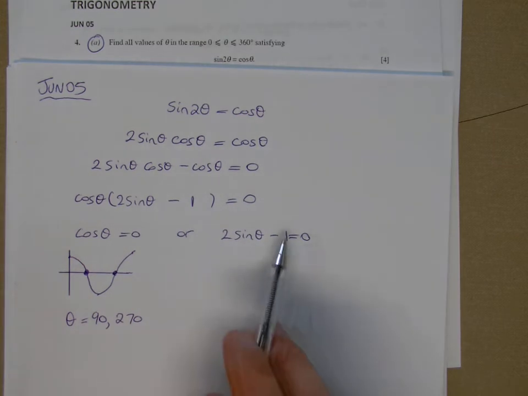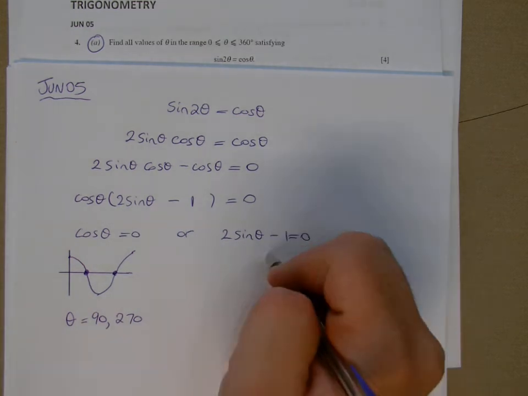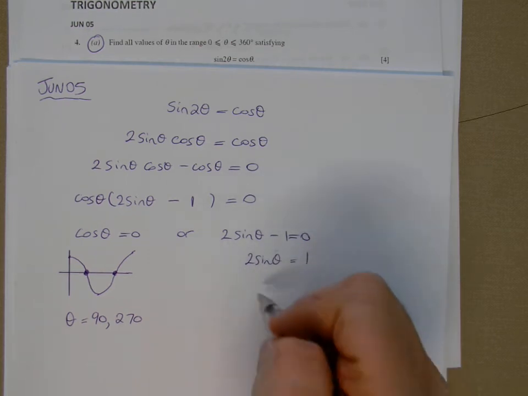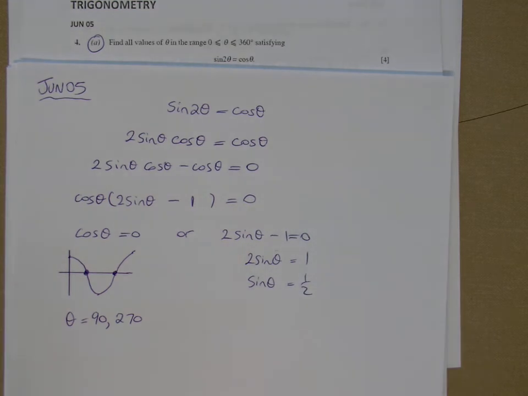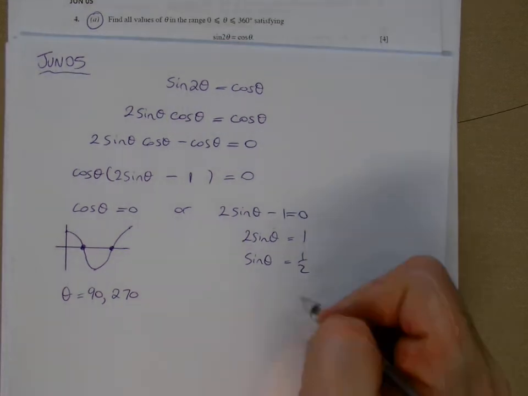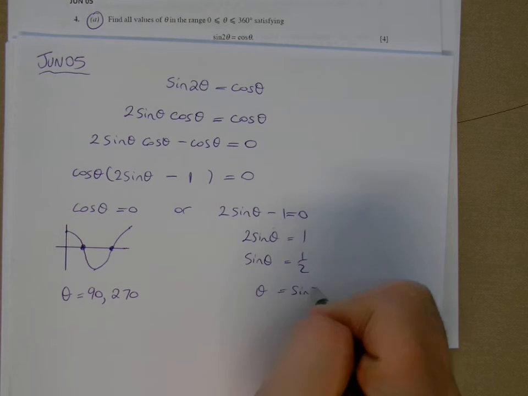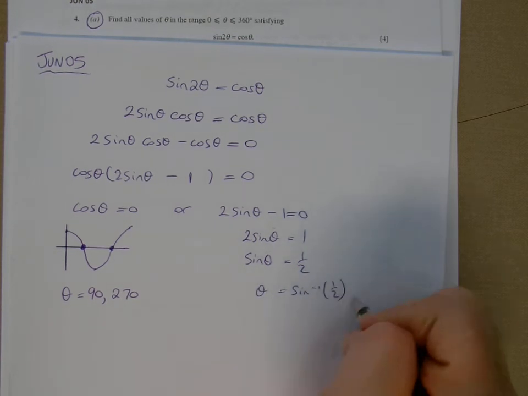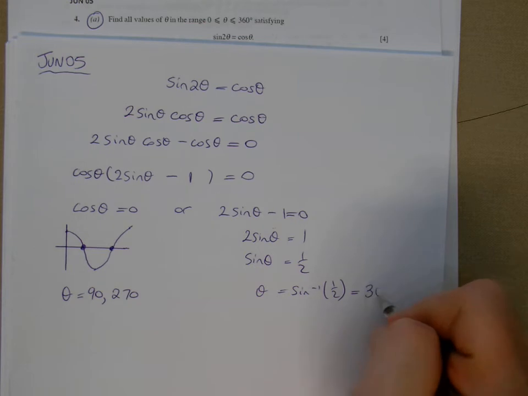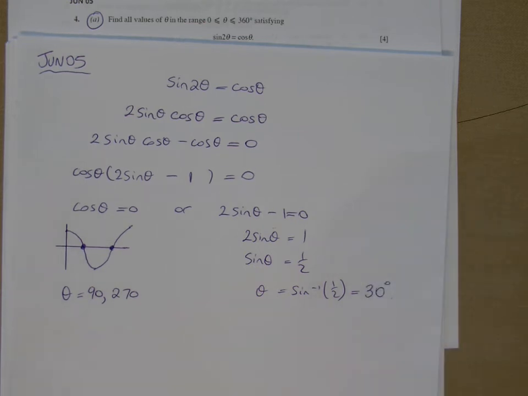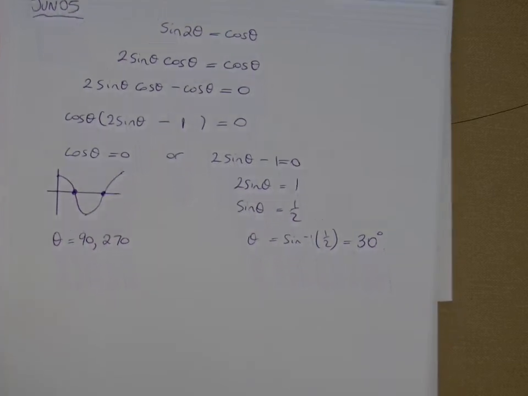Now when it comes to solving the other one, you need to take that minus 1 over, so it becomes a plus 1, and then take the 2 over and divide by 2. So you've got sine theta equals a half, and to get theta, we'll do sine to the minus 1 of a half, and you do use your calculator on that, and that actually comes out to be 30 degrees, in degree mode, of course. And that's what comes out.